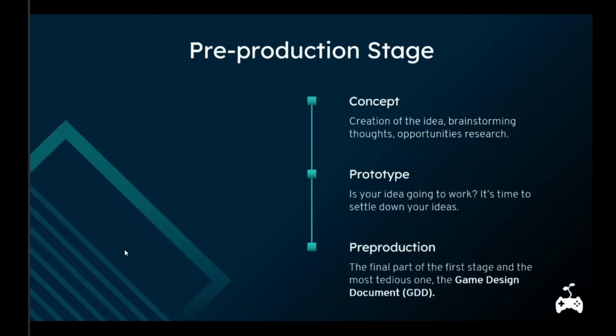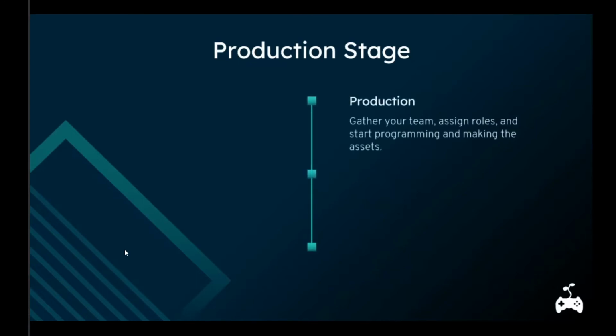Woo! Now, onto the next stage, the production stage. Now your game is ready to develop. First, we have the production phase. Here you will have your team with their assigned roles. The programmers will start programming. The artists will start making the assets. The writers, along with the game designers, will review the GDD, the game design document, and plan more stuff.